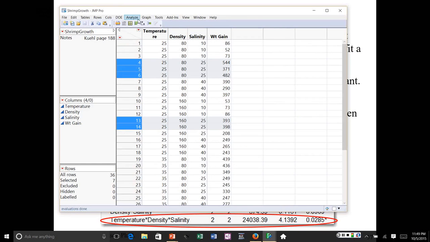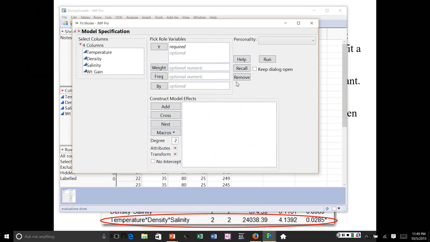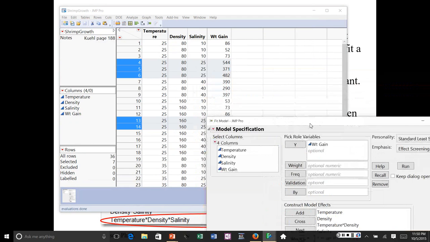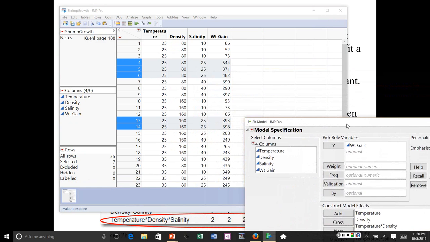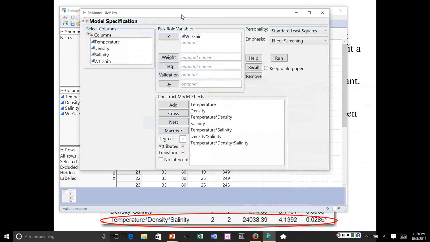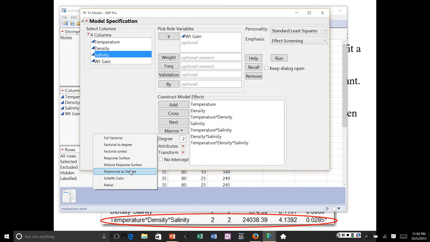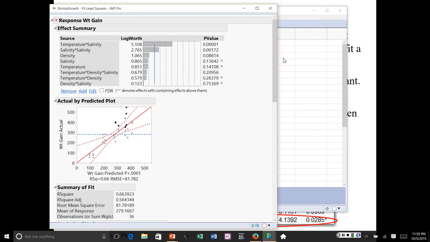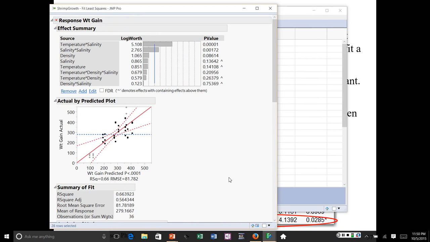So I'm going to go back to the Fit Model window, hit recall, and I'm going to add an additional term. Remember, when we look at the data, salinity is measured at three levels, so potentially we could look at a quadratic effect in salinity, not density. So I'm going to add salinity. Under where it says polynomial, and this is degree 2, I'm going to add salinity squared. So I run the model. Okay. Notice it actually looks like it fits a little better.